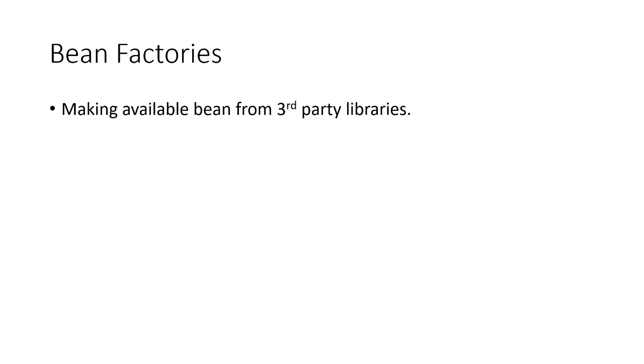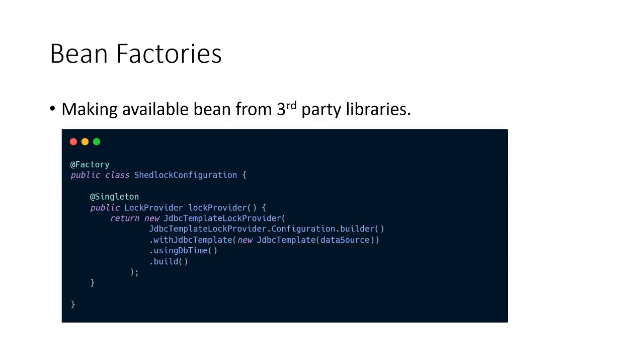Bean factories. In many cases, you want to make available a class that is not part of your code base as a bean, like classes provided by third-party libraries. In this case, you cannot annotate the already compiled class in that library, so you have to use the @Factory annotation. A factory can have multiple methods annotated with a bean scope annotation, and each one returning a distinct bean type.